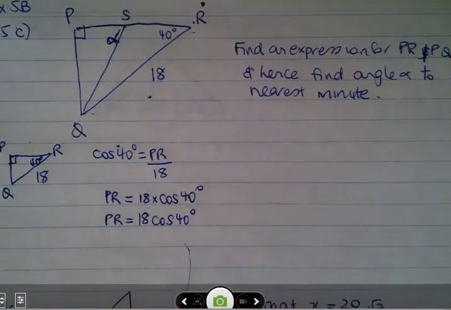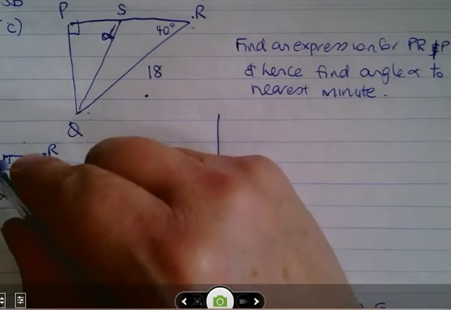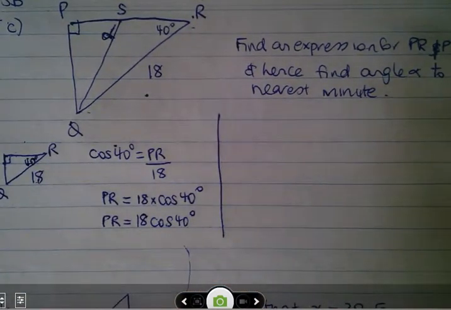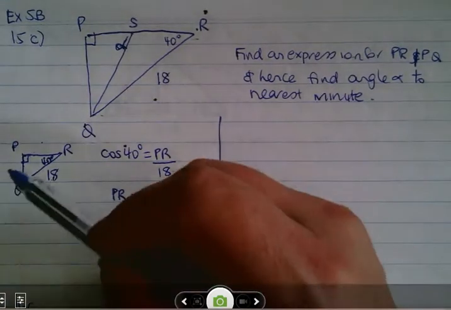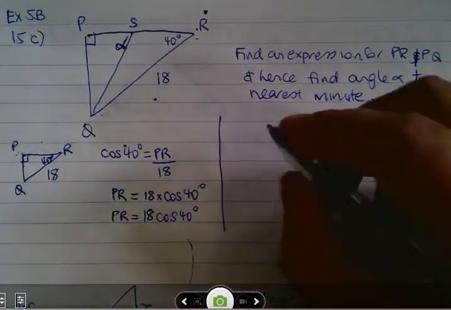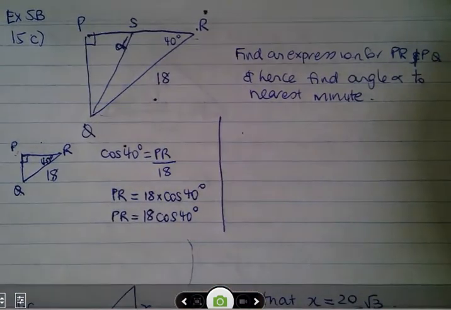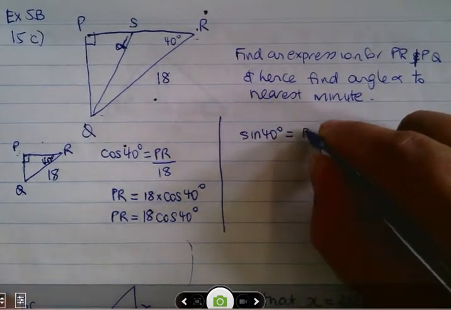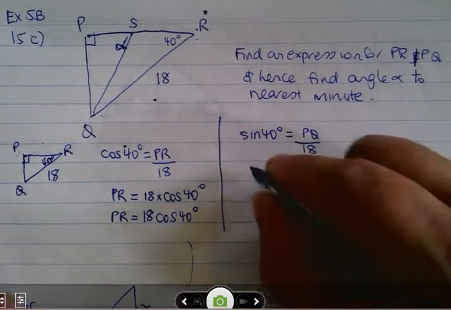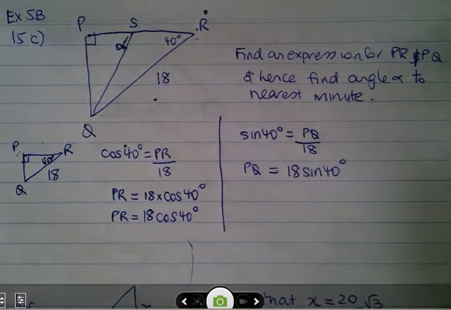Now we're going to find an expression for PQ. PQ, there it is. Expression for PQ, there are 2 triangles we can use. So PQ, let's use the big triangle. So what do I use in the big triangle to find PQ? Sine. So sine of 40 degrees equals PQ, opposite over hypotenuse. So PQ equals 18 sine 40 degrees.